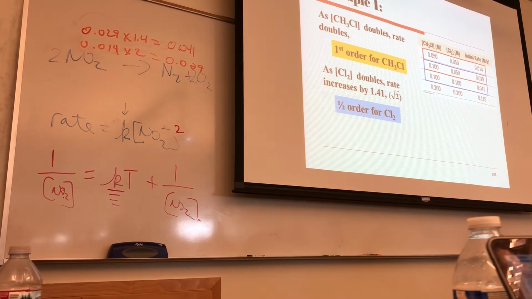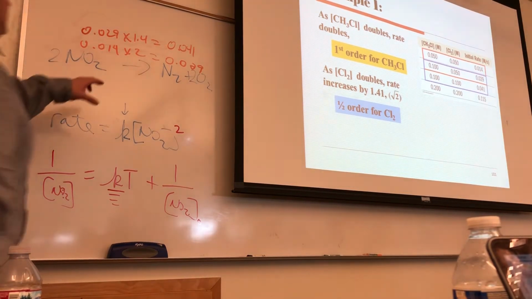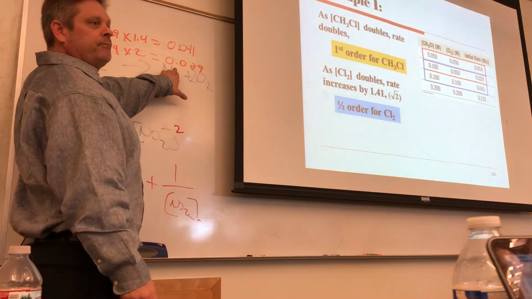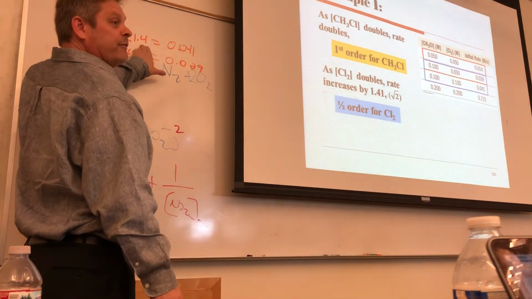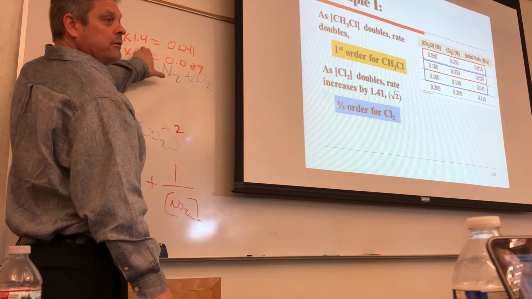When I double the concentration, what happens to the rate? That's what I'm asking. I doubled the concentration of one. What did the rate do? In this case, the rate doubled. In this case, the rate went up by 1.4, which is the square root of 2.